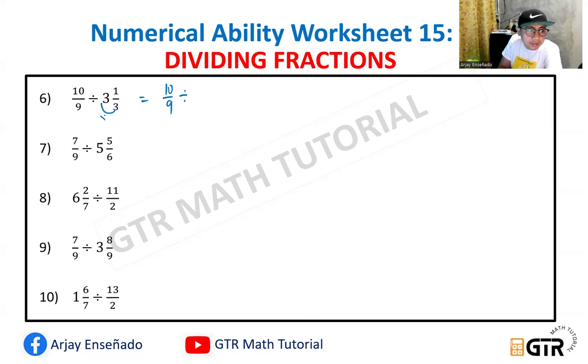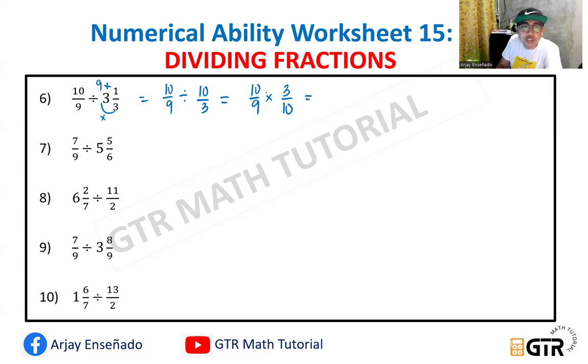Multiply lang natin ito. 3 times 3, that is equal to 9. And then yung product na 9, i-add natin itong 1. So 9 plus 1, that is equal to 10 over 3. Just copy the denominator. Now, change the symbol. So 10 over 9, from division, it will become multiplication and get the reciprocal of 10 over 3. So we have 3 over 10.